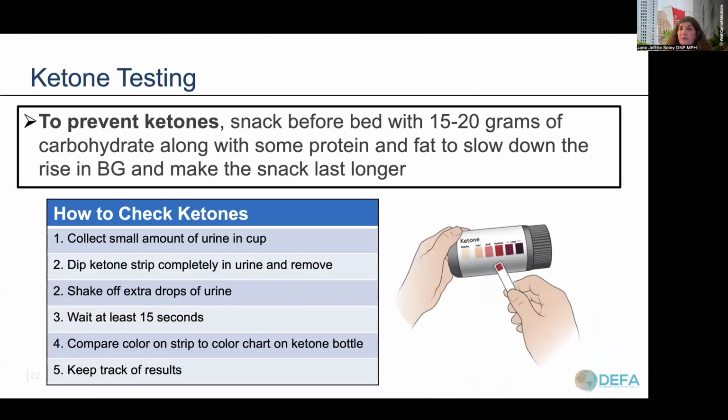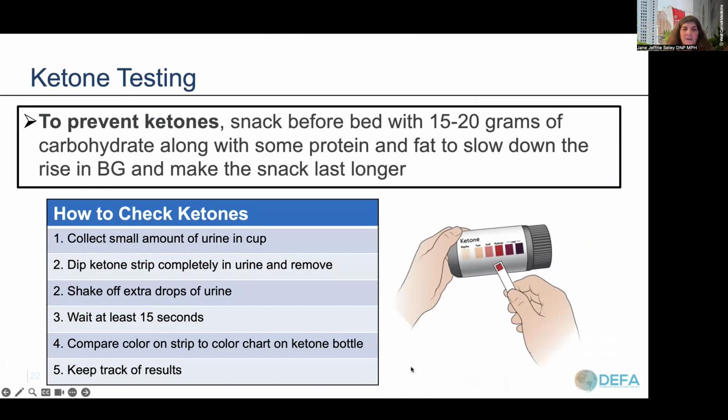So this is how to do it. It's very, very simple. It's important to teach people how to do it so they do it correctly. They're going to collect some urine in a small cup, or some people pee on the strip. If they can do that, okay, fine. Probably hard when you're pregnant to do that, but okay. Shake off the extra urine, which is important. Let it sit for at least 15 seconds and compare the color change on the vial, as you see here in the picture.